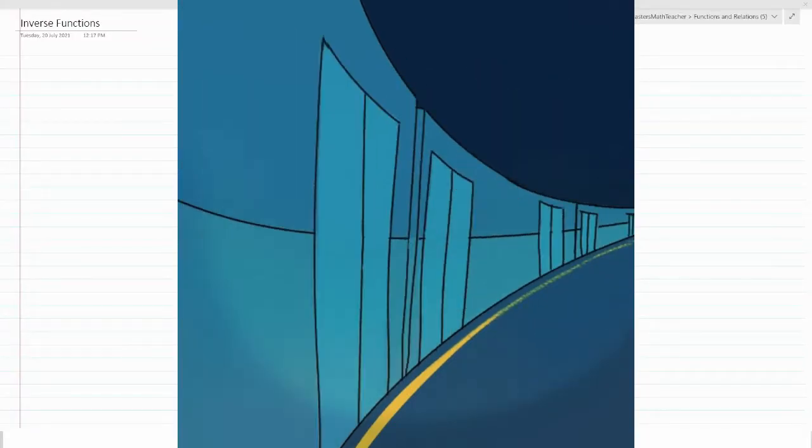So like usual, we're going to work on the definitions of this sentence. So inverse functions. The word inverse essentially means opposite. So if we're dealing with the inverse of a function, we're dealing with the opposite of that function.